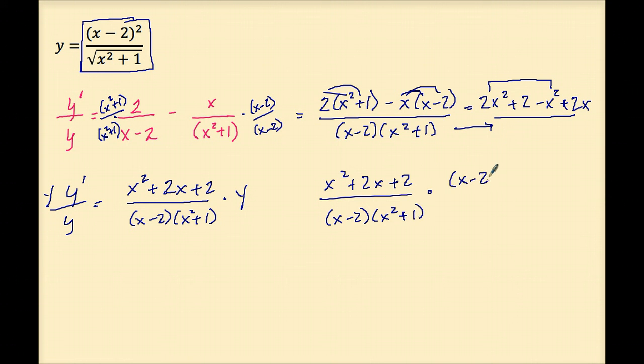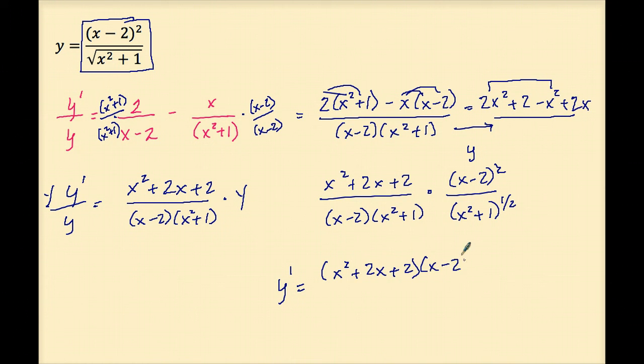times x minus 2 quantities squared over x squared plus 1 to the 1/2 power. This is y, the original function. And so our final answer then will be y prime is equal to x squared plus 2x plus 2 times x minus 2 quantity squared over, and since we have x minus 2 here, x squared plus 1 to the 1 power times x squared plus 1 to the 1/2 power becomes x squared plus 1 to the 3/2 power.